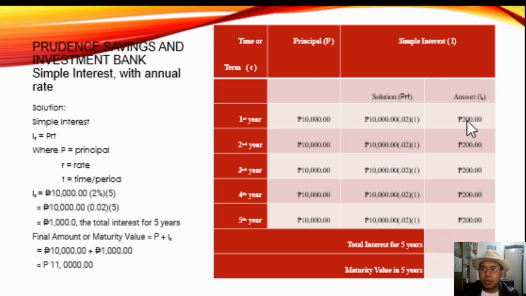Now you will notice the accumulated interest is 1,000. So to get the final amount after 5 years, 1,000 plus the principal, which is 10,000, gives you 11,000. And that is the investment of 10,000 when you will be investing your money in the Prudence Savings and Investment Bank. Okay, so what about the next computation using the compound interest?